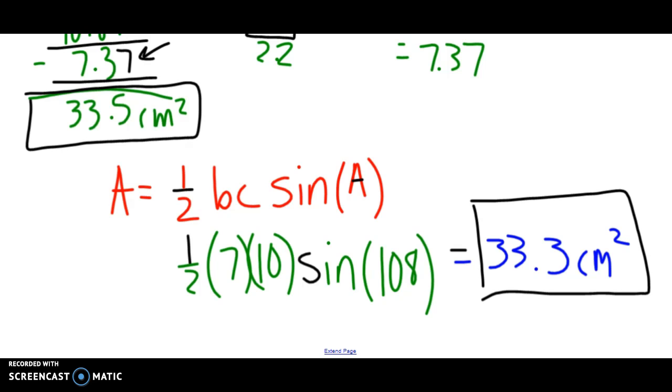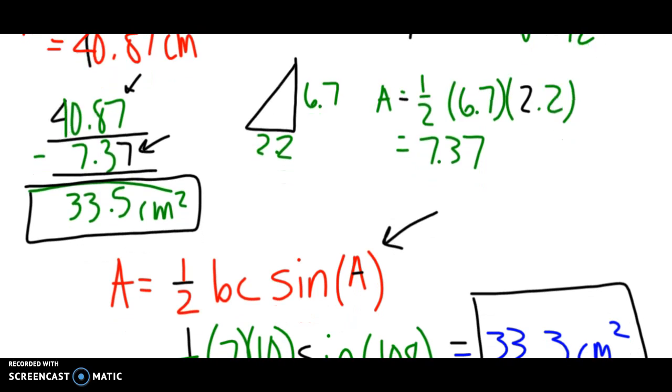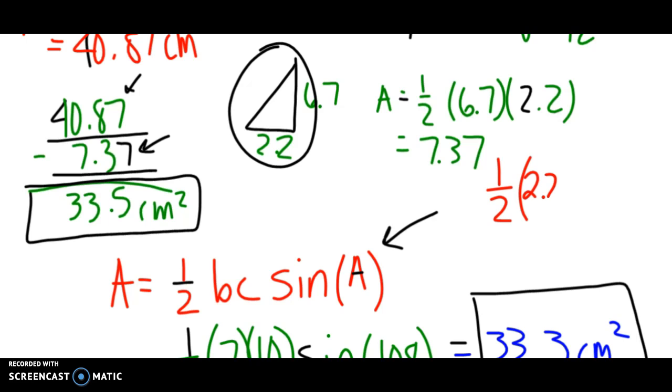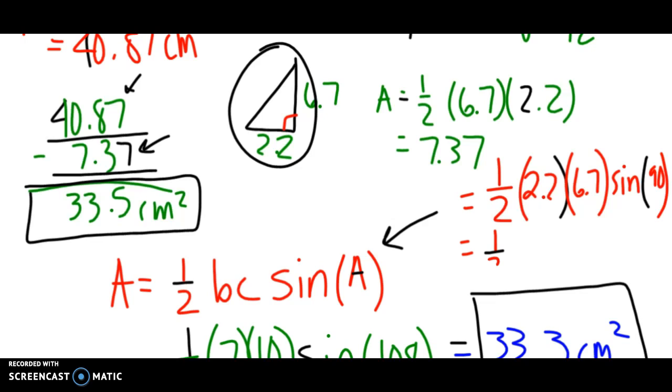Now sometimes the question is, why is it that this works? Why wouldn't we use this in a right triangle, like this one right here? Well, if we did use it, it would go something like this. We'd say 1/2 times one of the legs, which is 2.2, the other leg, 6.7, and then sine of the angle in between, which we know to be 90 degrees. What is sine of 90 degrees? Sine of 90 degrees is just 1. So when I solve this out, 1/2 times 2.2 times 6.7 times 1 is the exact same.